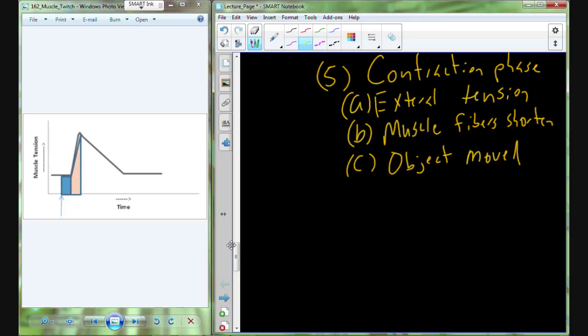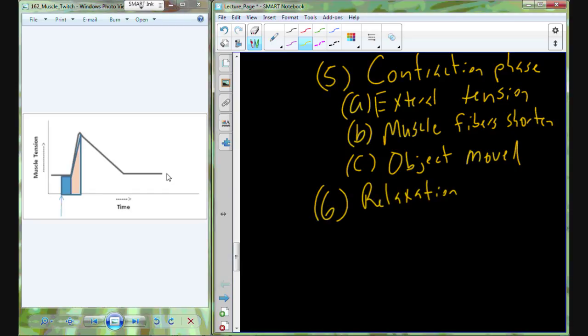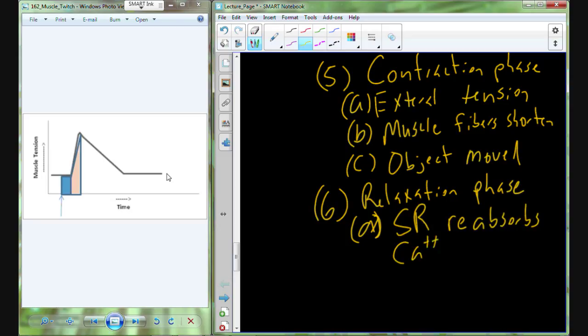Now, the last portion here of the muscle twitch principle is this second triangle, back down towards that resting muscle tension. And we'll call that the relaxation phase. This is that second triangle. And as that muscle goes through the twitch, increases in tension, and then tension begins to return back to resting, we're going to have the sarcoplasmic reticulum reabsorbing. So that reabsorbs the calcium that was released during excitation-contraction coupling and contraction.